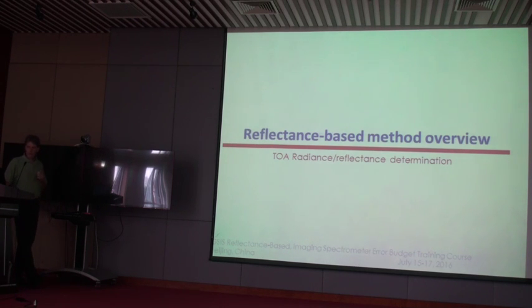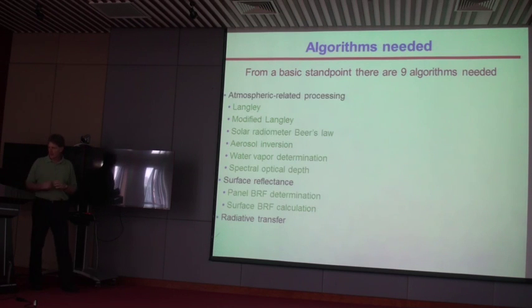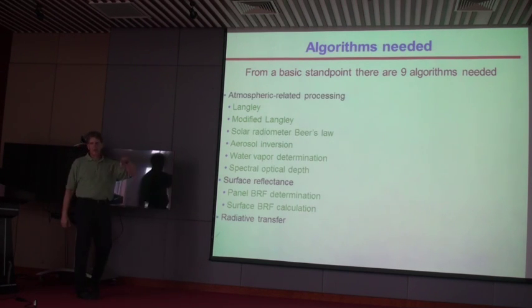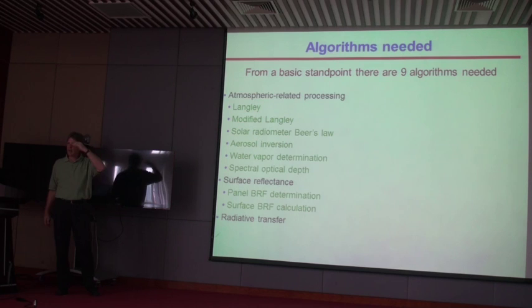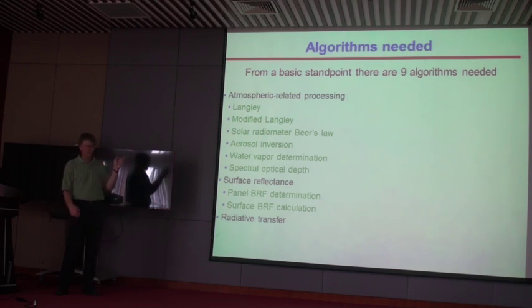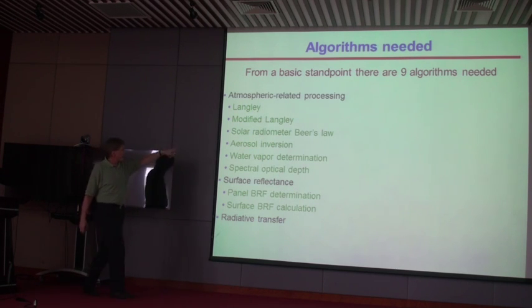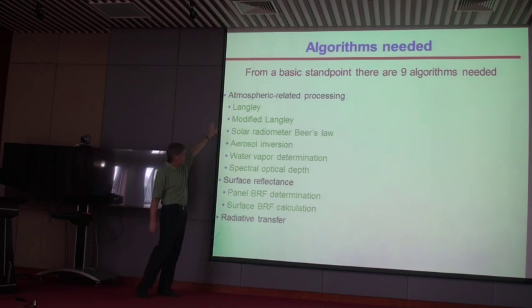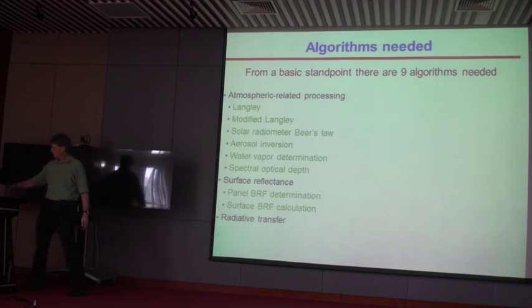All right. TOA radiance and the reflectance determination. So this is going through a little bit of the radiative transfer background before we take a break for lunch. I think this is the last one of this session. The processing codes that we need: the Langley, modified Langley, we'll basically get all of this as we go on. Beer's law, aerosol inversion, surface reflectance, panel BRF, surface BRF, and then the radiative transfer.